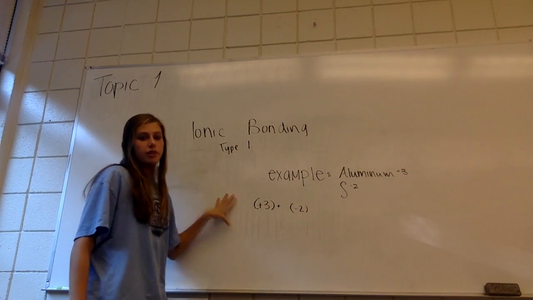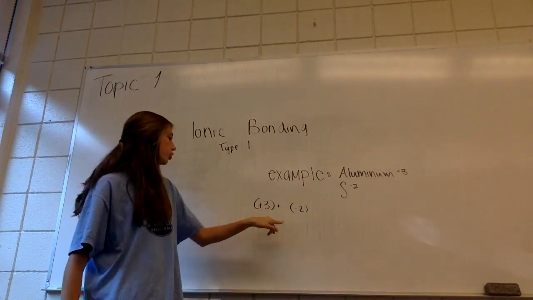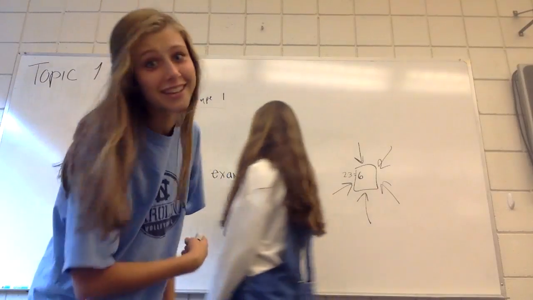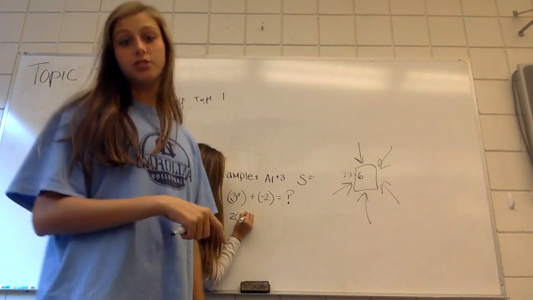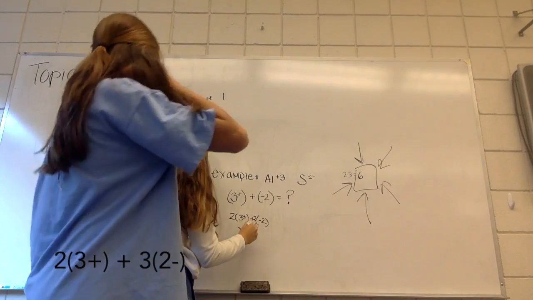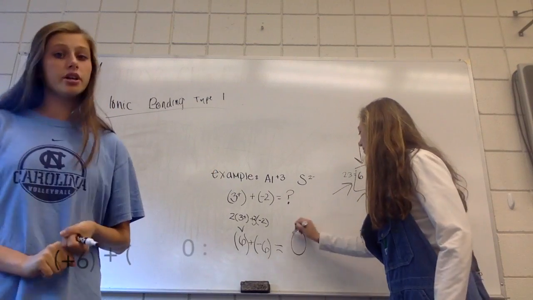So now you have to figure out how to make this equal 0. You take these two and figure out what you can multiply them each by to get the same number. The lowest common number is 6, so you want both of them to multiply to 6. You put 2 outside of 3, because 2 times 3 equals 6, and 3 outside of 2, because 3 times 2 also equals 6. This is going to give you 0, so you're going to need 2 aluminum elements and 3 sulfur elements.